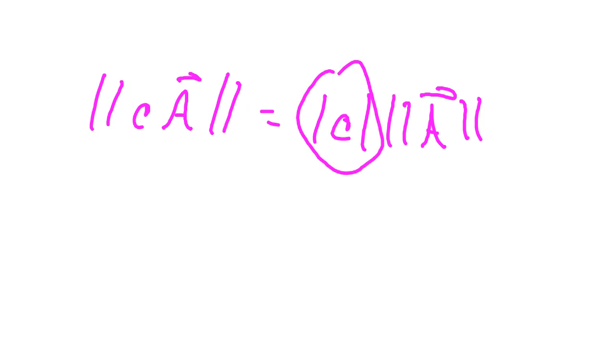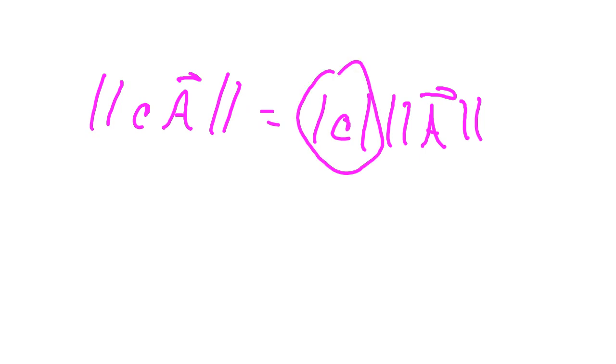Just note a couple of things. If we have the norm of c times a vector, this is just going to be the absolute value of c times the norm of a vector, the size of a vector. Remember, the norm is always going to be positive. So if c happens to be a negative constant, we want to take the absolute value of that here.